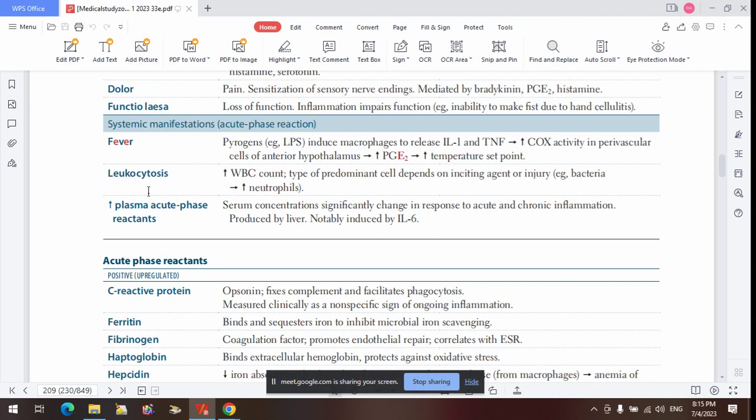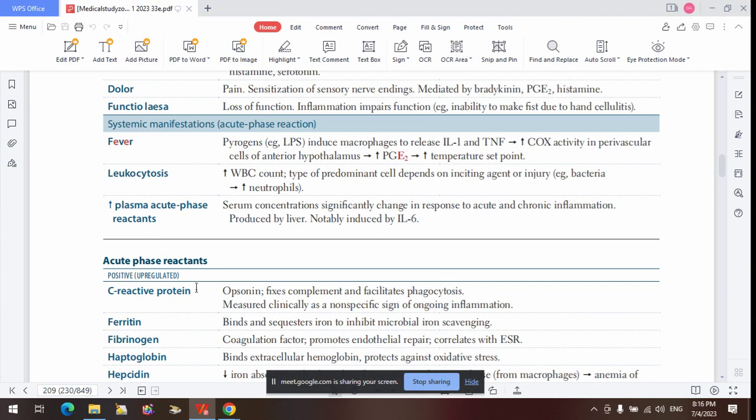Then we said leukocytosis is also one of them, and leukocytosis is basically part of the inflammatory response from the vasodilation. It's going to cause leukocytosis, although the component of this leukocytosis will depend on the inciting agent. So if it's a bacteria, it's going to be majorly due to an increase in the neutrophil count. If it's a virus, it's going to be due to an increase in the lymphocyte count. So that is that about leukocytes.